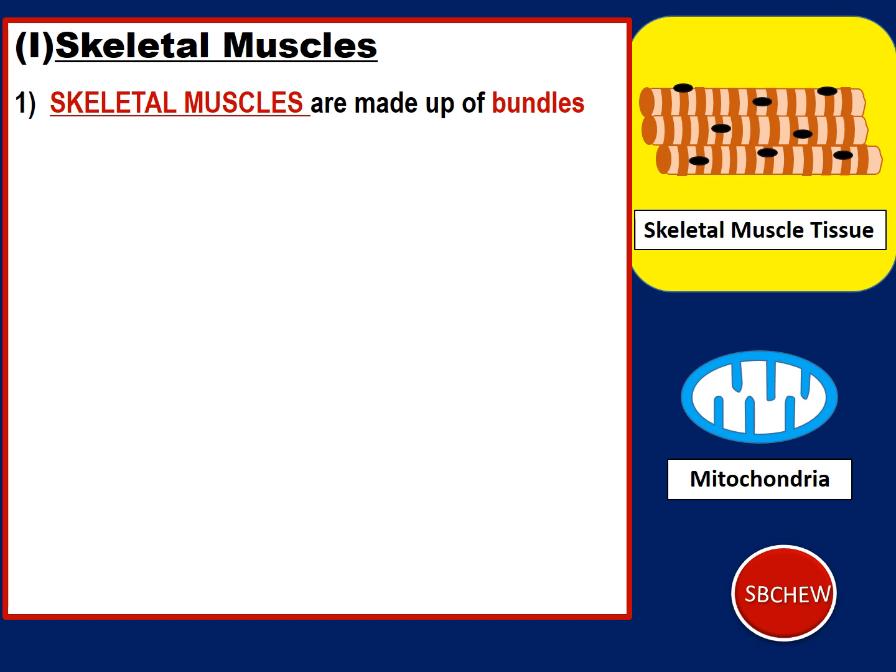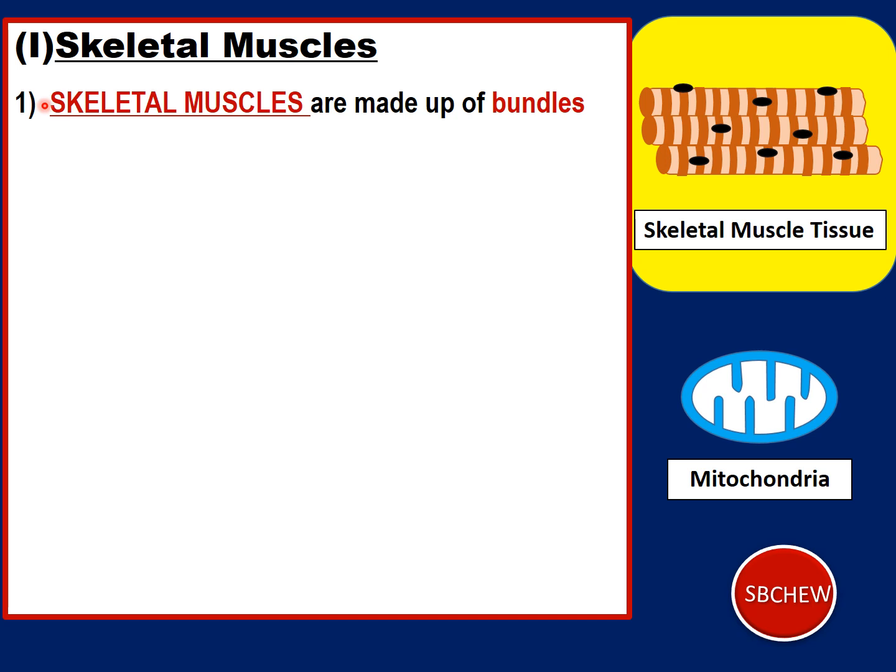We will begin by discussing the first tissue, which is the skeletal muscles. Skeletal muscles are a type of muscles that are different from the cardiac muscles and the smooth muscles. Cardiac muscles are found in the heart, whereas smooth muscles are found in the wall of the hollow organs. Skeletal muscles are attached to the skeleton or the bones, and they cause movement to occur when they contract.